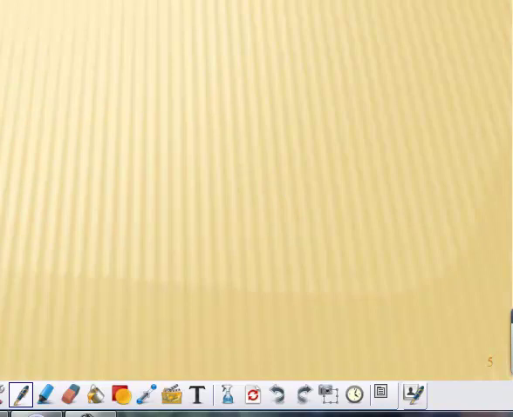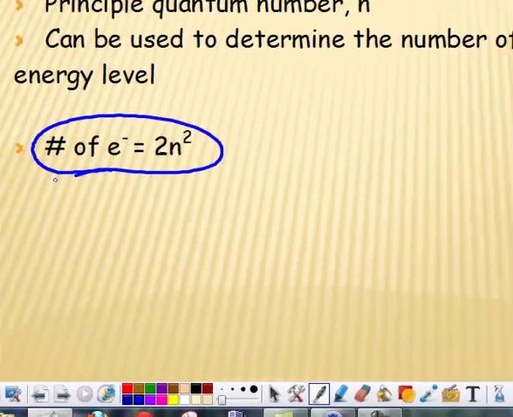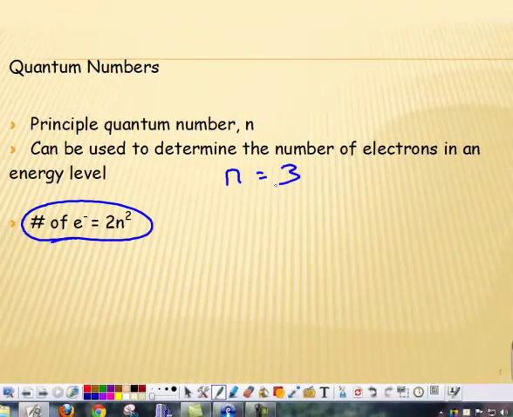We can use the principal quantum number to know how many electrons there are in an energy level by using the formula 2n squared. Now, this is something that we already know. If n equals 3, that means it's in the third energy level on the periodic table. We know that there are s's, because there's 3s, there's p's, 3p, and there's d's, 3d. So s, p's, and d's.